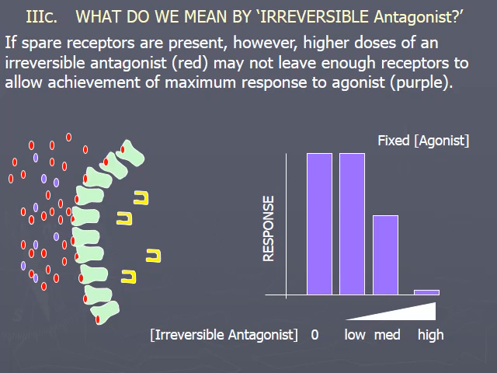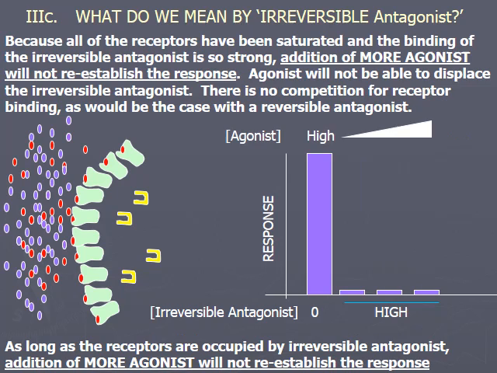Now, here's the major difference. If you can remember last class, at this point, we would then come back and overwhelm the system, right, with lots of purple-colored things. And all of the red would eventually be displaced. Do you remember that? Right, that's reversible. But here in this situation, because it's irreversible, because those red antagonists bind covalently, no matter how much purple you bring up to the cells, you cannot displace them. All right, so addition of more agonists will not reestablish the response.